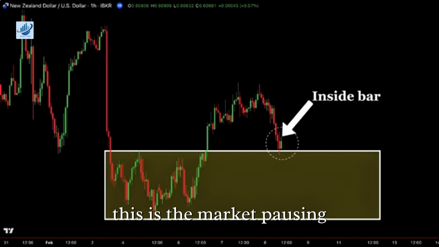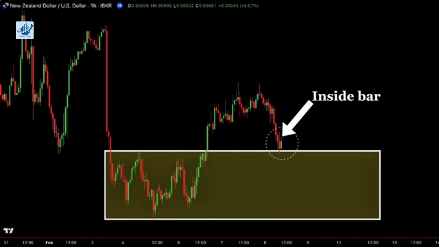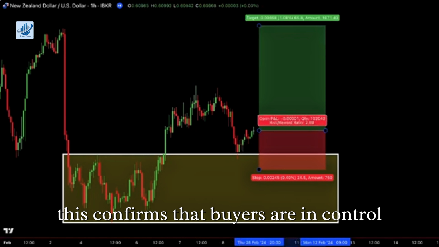This is the market pausing, creating a moment of compression before the next move. Inside bars signal that price is temporarily consolidating as buyers and sellers battle for control. If price breaks above the inside bar's high, it signals that buyers are taking charge and the breakout is likely to continue. You can place your buy order when price breaks above the inside bar's high. This confirms that buyers are in control.